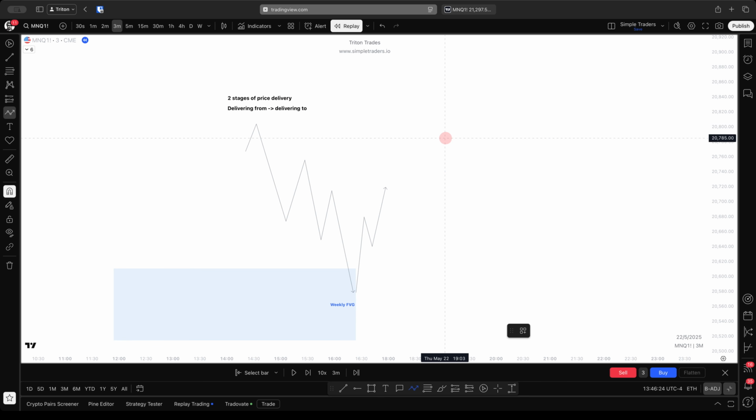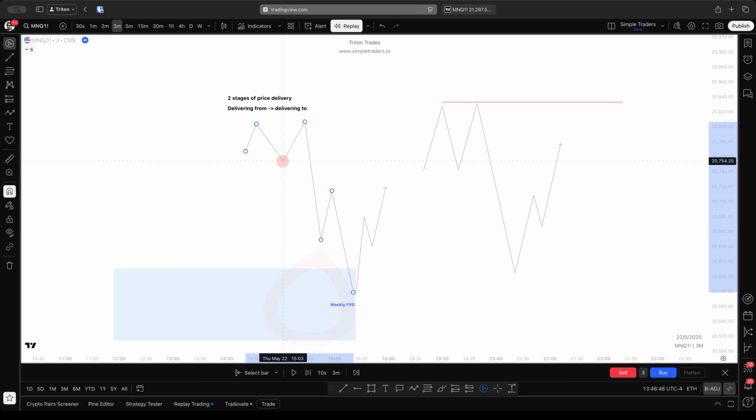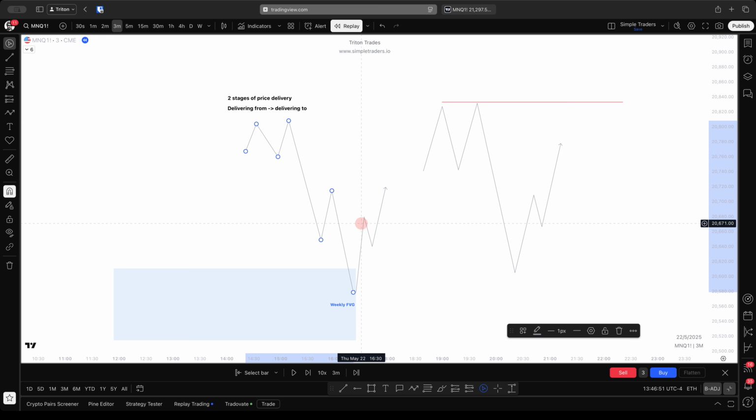So also very important, let's say we had equal highs over here, and then price is reversing towards the upside. Then we know price is actually delivering towards the equal highs. So we're delivering to the equal highs. So first thing we want to know is where we are delivering from, and second thing we want to know is where we are delivering to. So in this case, we are delivering from the weekly fair value gap, and let's say we had equal highs above here. Right, let's say this was equal highs. So we can say we're delivering from the weekly fair value gap up towards the equal highs. So we know where we're from, where we're going towards.